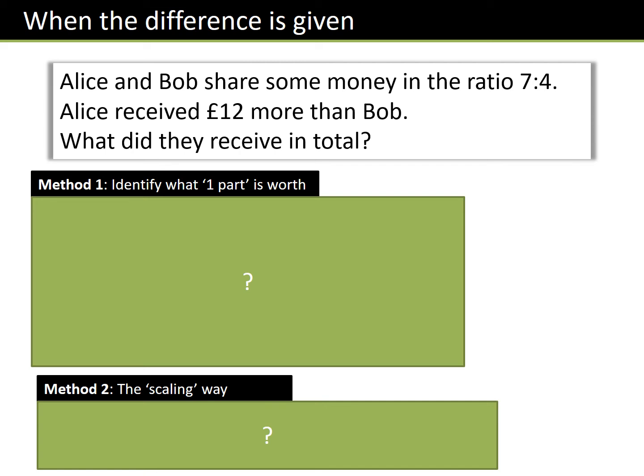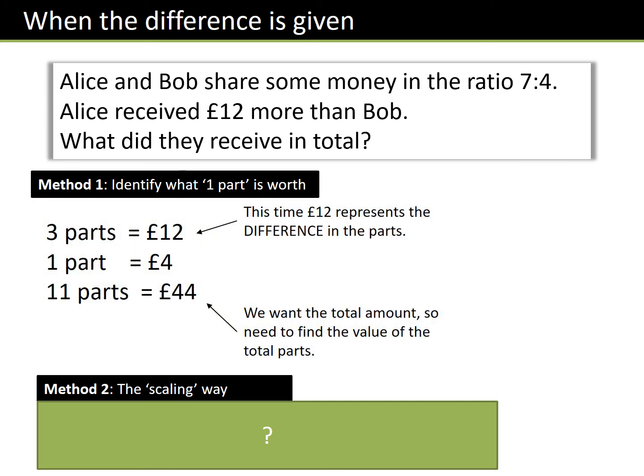Alice and Bob share some money in the ratio 7 to 4. Alice received £12 more than Bob. What did they receive in total? So what is 1 part worth? Well, Alice gets 3 parts more than Bob, because 7 take away 4 is 3, and 3 parts is 12. Therefore 1 part is 4, and you've got 7 plus 4, which is 11 parts, which is 44. So the £12 represents the difference in parts.